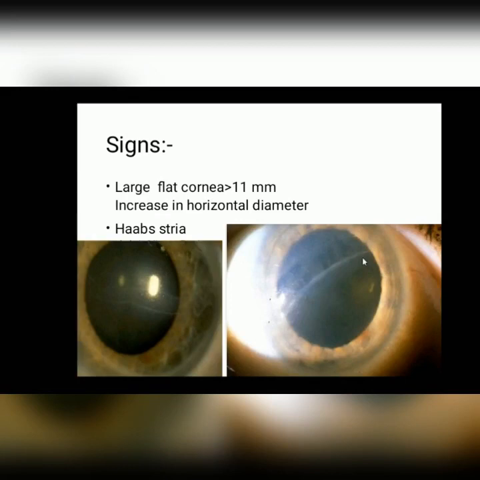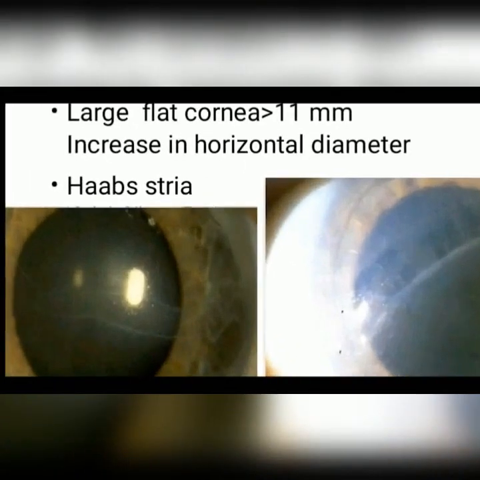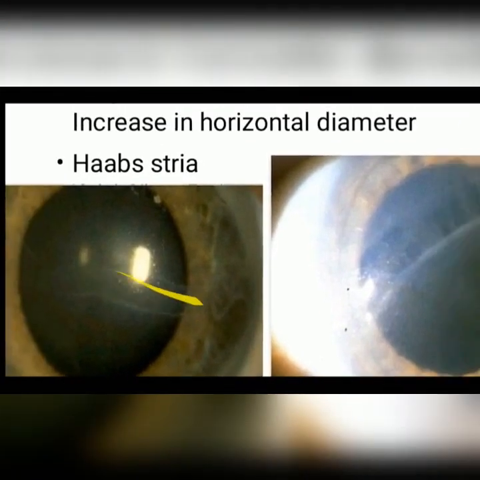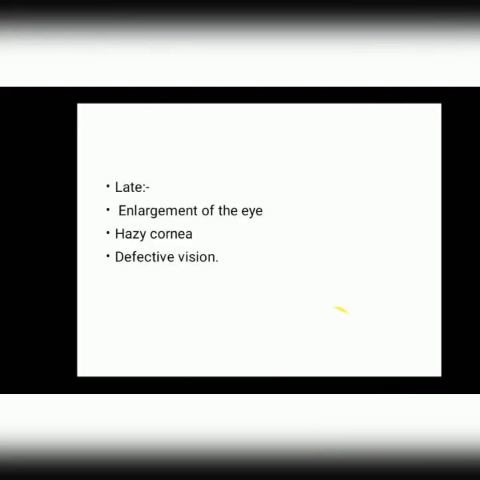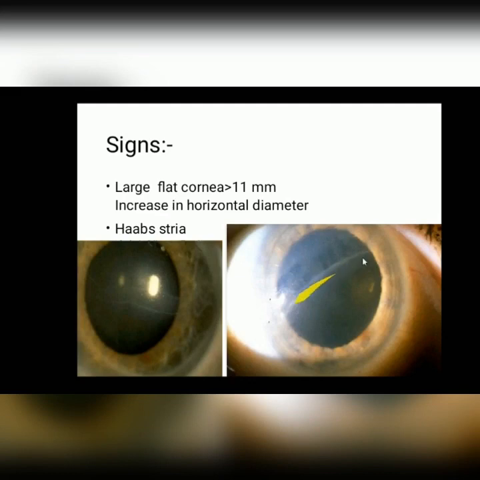If we look at this cornea, we will notice that there are lines of haziness. These lines of haziness, this one, and in this picture, this hazy horizontal line, an opacity in the cornea, is called Haab's striae. Also, in this picture, the cornea is larger than normal, a large flat cornea, more than 11 millimeters. The cornea increases in its horizontal diameter.